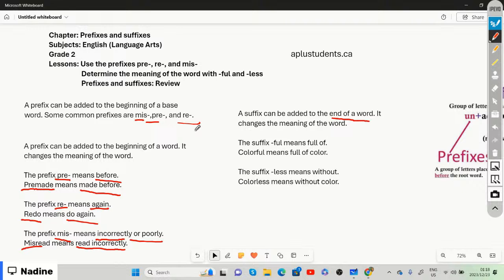So the suffix full, it means full of. For example, colorful. So color, of course, is like different colors, right? But if we say something is colorful, then it means that it is full of color, meaning it's full of different colors, right?